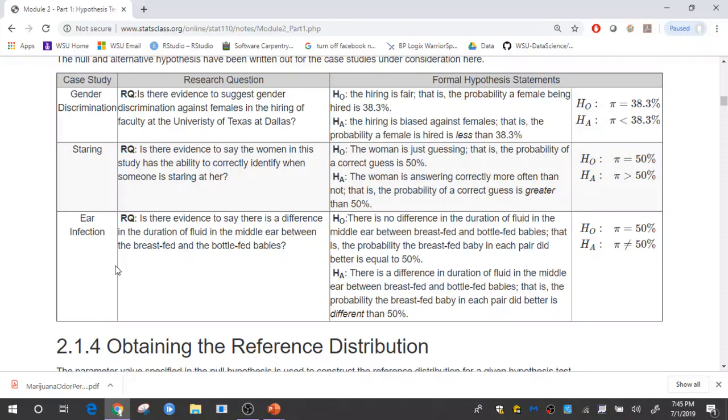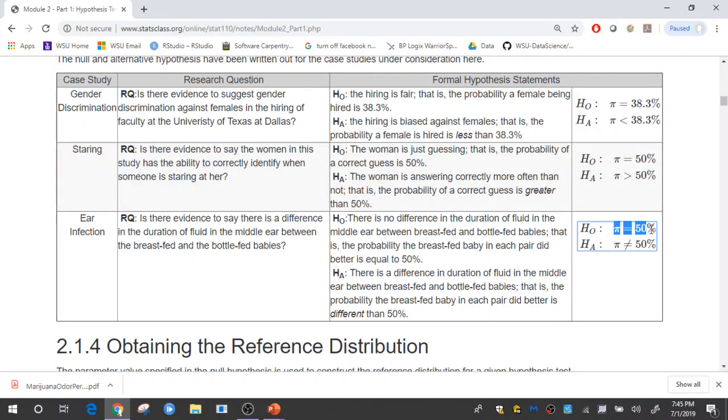For the ear infection, the research question was, is there evidence to say there is a difference in the duration of fluid in the middle ear between the breastfed and bottle-fed babies? So again, we're going to compare our data against a situation of there being no difference. So the null hypothesis is going to be there is no difference in the duration of fluid in the middle ear between the breastfed and bottle-fed babies.